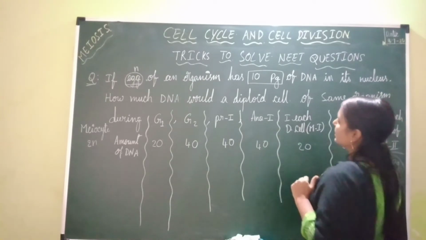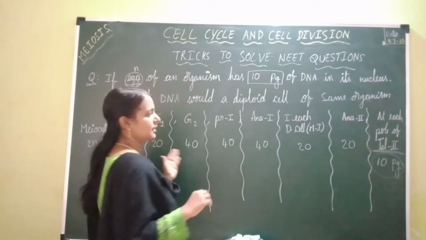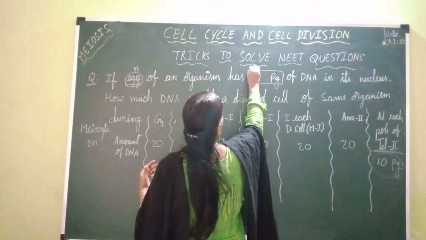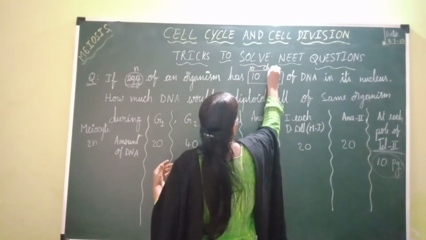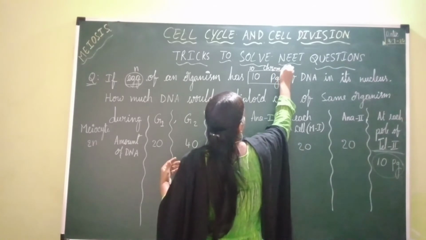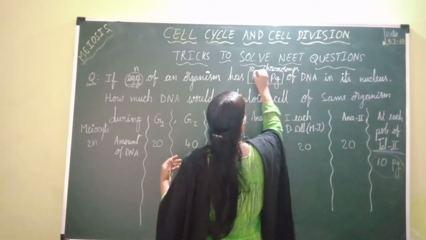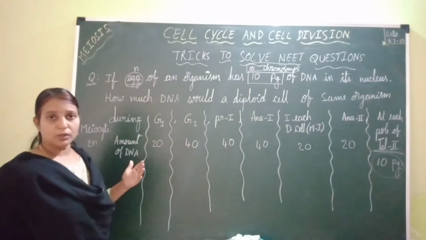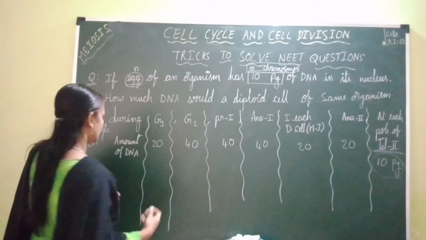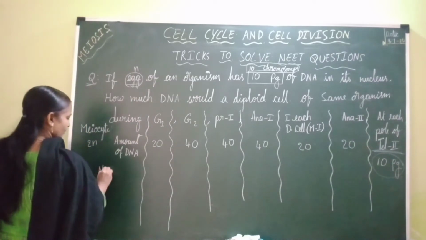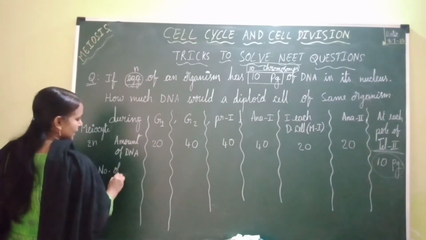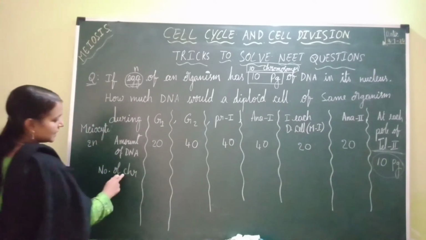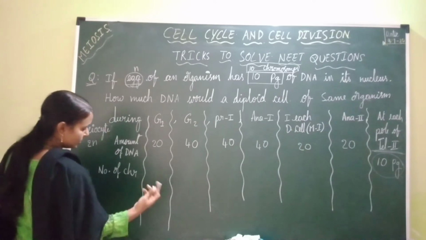Okay, for the same question, let's find the number of chromosomes and chromatids present during different phases of meiosis. Let's say this egg has 10 chromosomes. Actually, in the egg, how many chromosomes are there? 10 chromosomes. The egg is haploid. Now the cell that enters into meiosis is diploid, that is, the meiocyte is diploid.